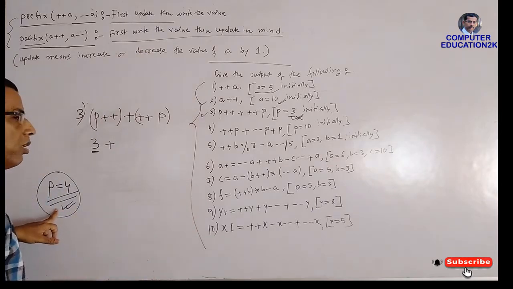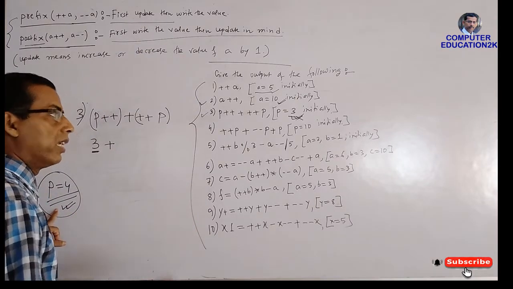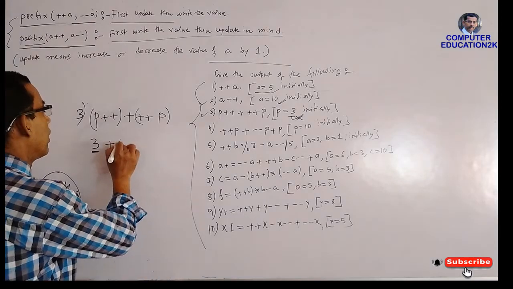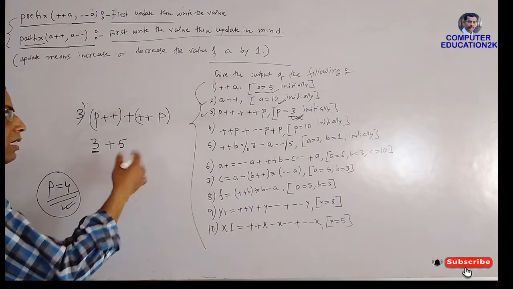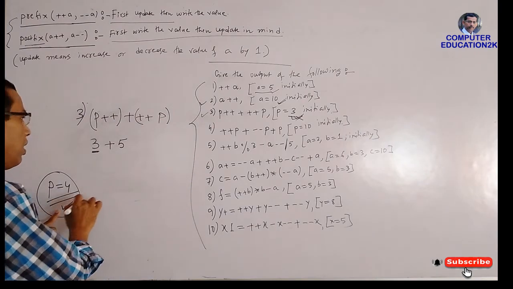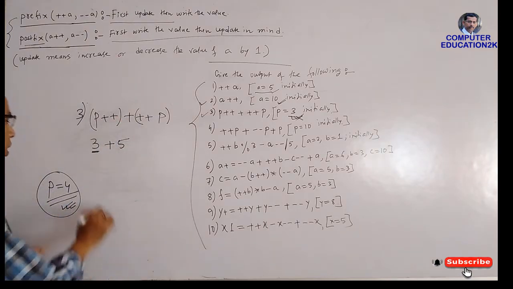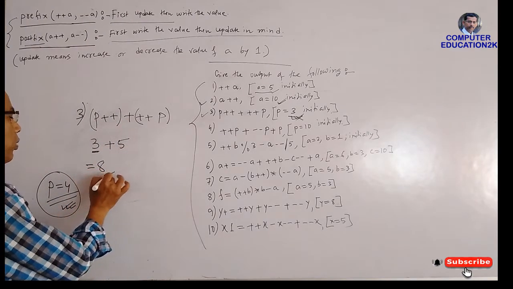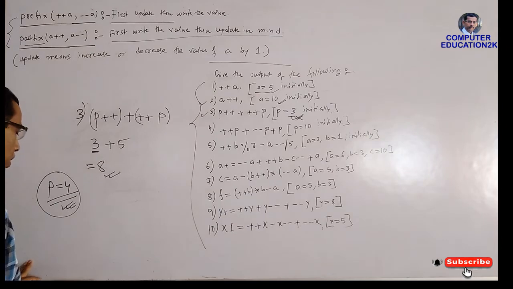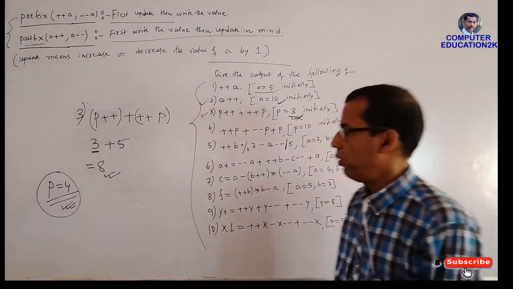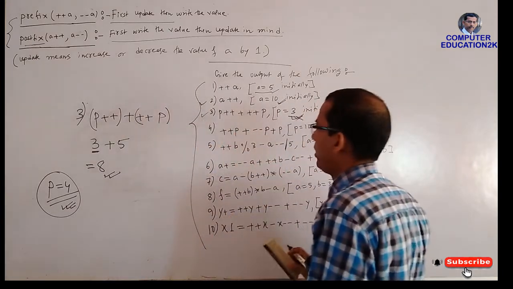P is 4, so first I will increase, so I will write 5 here. First I will increase and then I write. It was 4, I have increased it to 5 and then I have written. So the output will be 8. This way you have to find out the output of all these expressions.